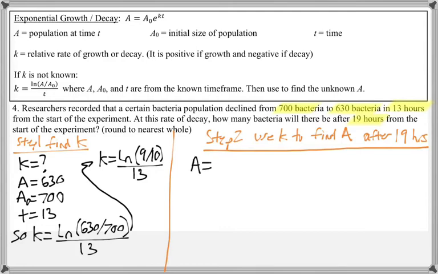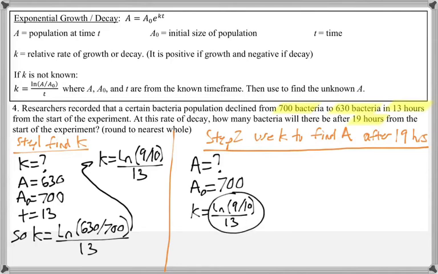So I don't know what A is. My initial value is still the same. So my initial size of my population is still that 700 from the beginning. My K is ln of 9 over 10 all over 13, and I don't want to round that to the decimal. I want to leave that as it is. And T is equal to 19.